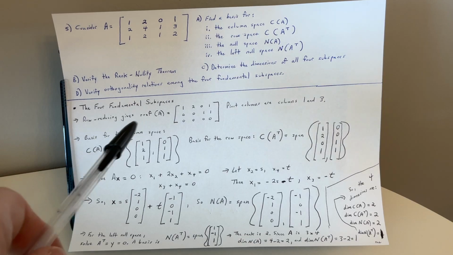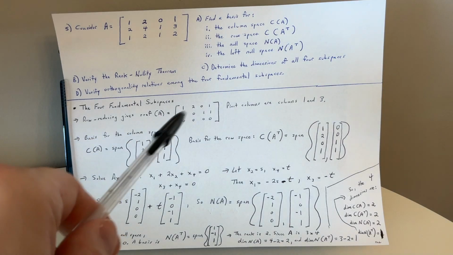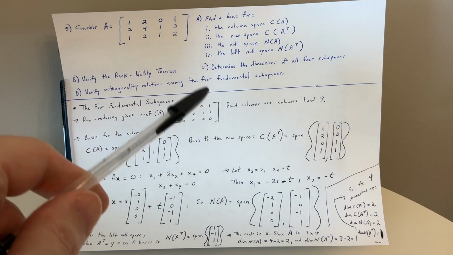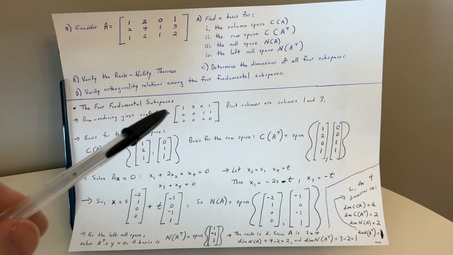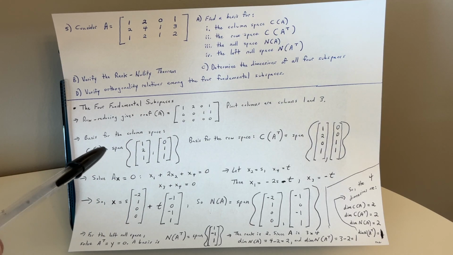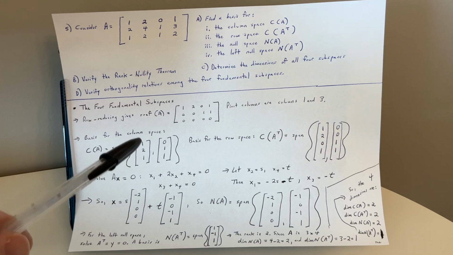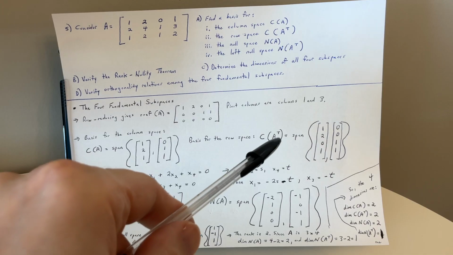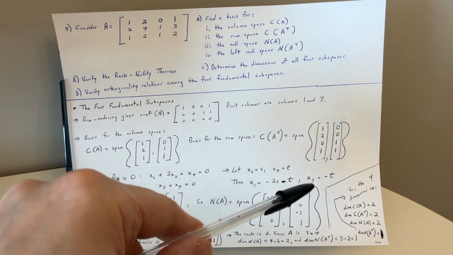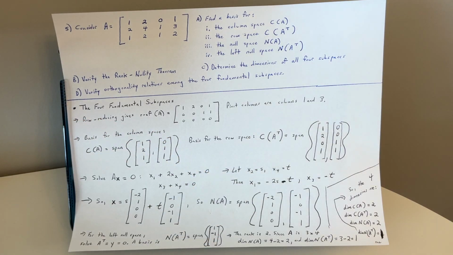So for the 4 fundamental subspaces, row reducing gives the following. Pivot columns are 1 and 3. The basis for the column space, C of A, is the span of column 1, 2, 1, 0, 1, 1. The basis for the row space, C of A transpose, equals the span of 1, 2, 0, 1, and 0, 0, 1, 1.